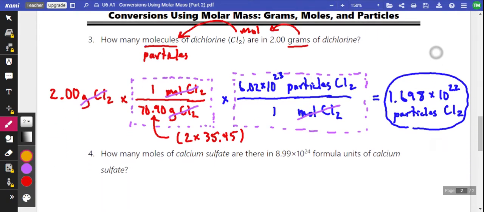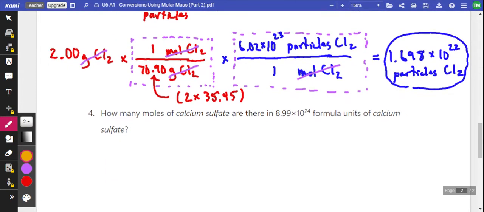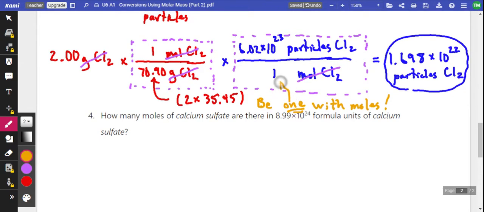I'm going to put it down here so I don't end up scrolling past it. B1 with moles. Okay, so if you are not sure what goes in your conversion factor and you don't even know where to start, take a deep breath and B1 with moles, which means put a 1 in the mole spot. Then you just got to figure out what 1 mole of that other stuff would be.